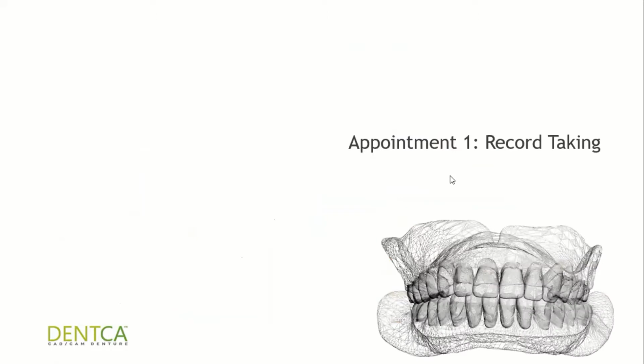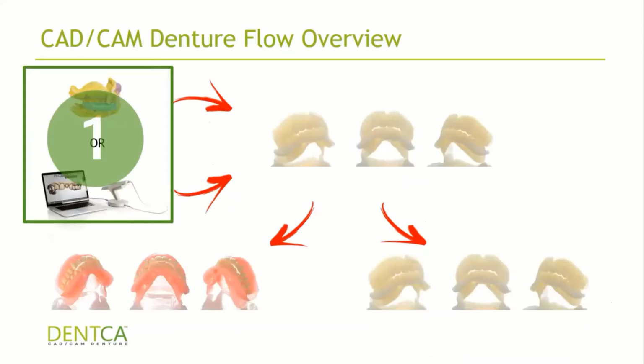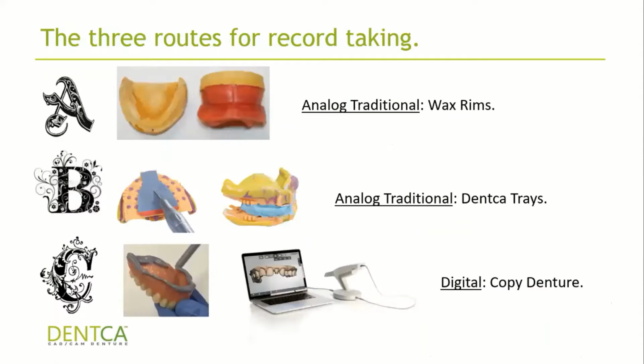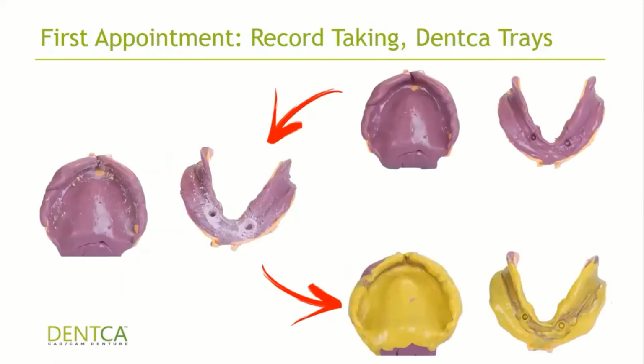So for record taking, I'm not going to cover a lot right now, since we're going to have an entire session dedicated to getting accurate records and how to ensure these records are correct. But for now, it suffices to know that for these records, there are 3 ways of doing it. The first one is utilizing wax rims, which all of you are familiar with. The second way of doing this is through the analog Denka trays. And then the third way to do it is through the use of a copy denture.